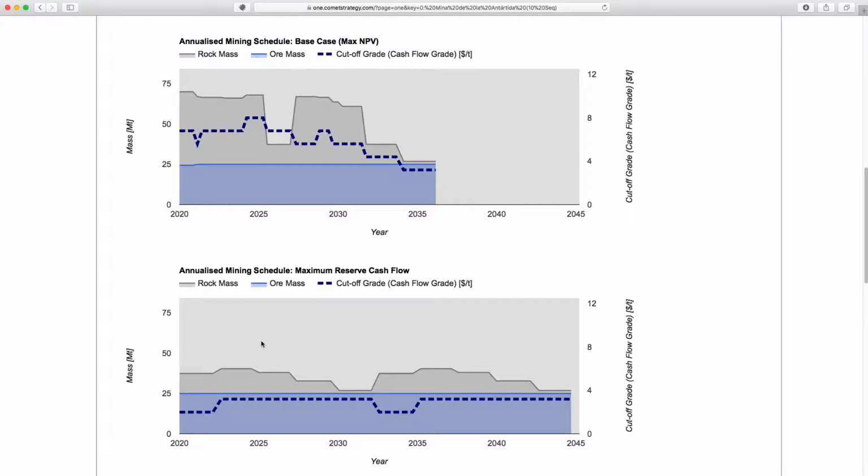And the way that we've pushed it back is actually by lowering our cutoff grade. So you can see our cutoff grades here are quite a bit lower than the ones above.